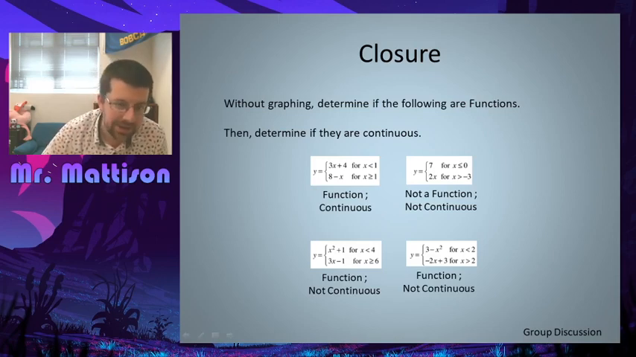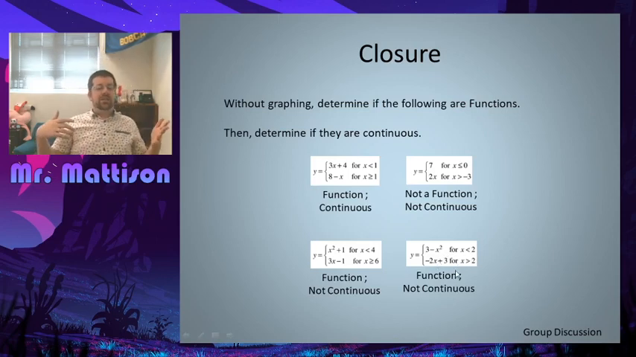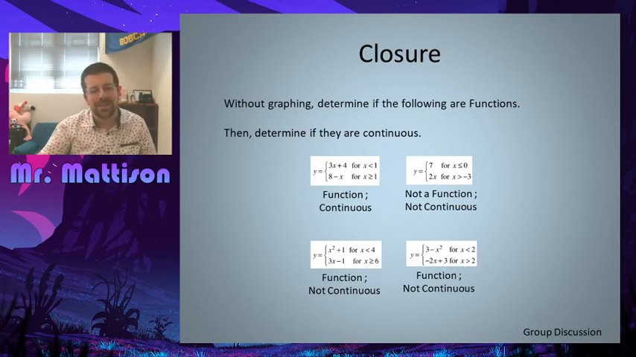And then the third one, it is a function, but it is not continuous because, again, if I plug in the 4 and the 6, I'm going to get different values there. And then over here, plug in the 2 and the 2 here, and it's going to be a function, but it is also not continuous because they don't meet at the same point.